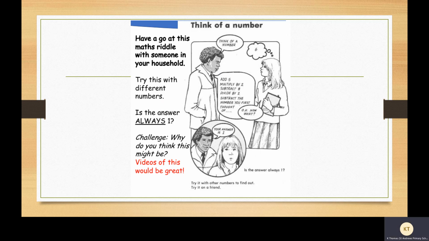So the Year 5 teachers, as I've already said, want you to try this with different numbers with somebody in your household. Is the answer always 1? And there's an extra challenge in this part. Why do you think this might be? The Year 5 teachers would love you to send us videos of you doing the challenge, and send us a video explaining why, if your answer is always 1, why you think it might be. If your answer isn't 1, try and explain that to us too.